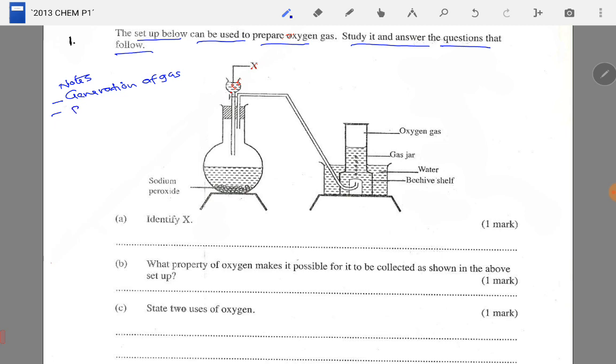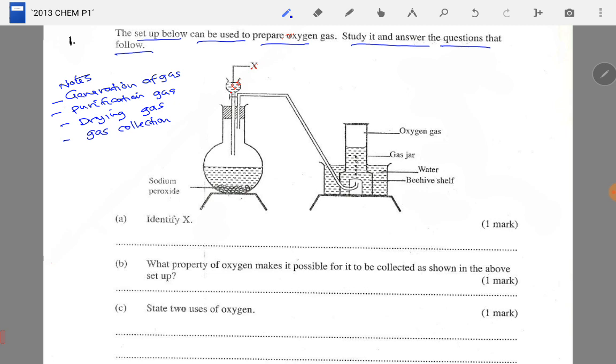How do you purify the gas? Once pure, how do you dry the gas? Drying the gas. And finally, gas collection, method of gas collection. These are the key points that you need to keep in mind.